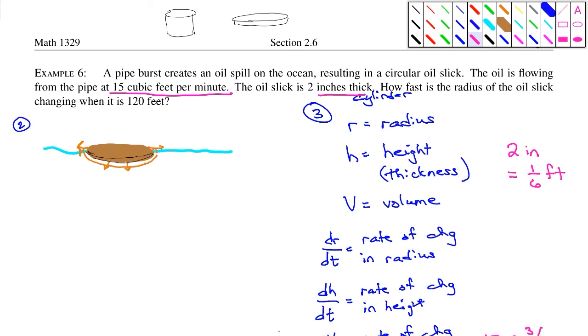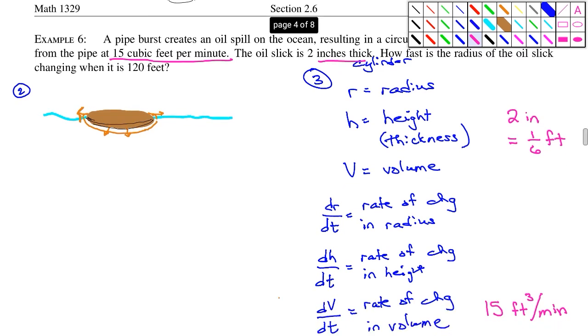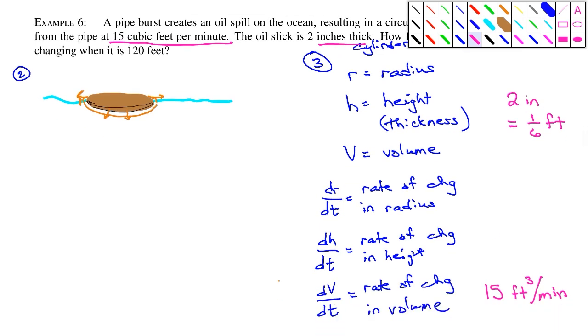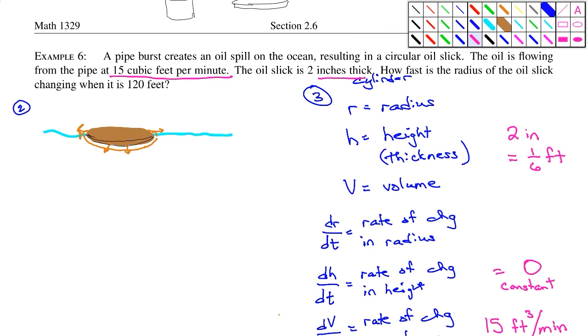But that also tells us something else, right? It doesn't say that the thickness of the oil slick is changing. So that means dH/dt is actually equal to 0. It's a constant, right? The thickness of the oil slick maintains its constant thickness, so it doesn't change, so it's 0. Lastly, the question is, how fast is the radius of the oil slick changing? So that's dr/dt, when the radius is 120 feet. So we put 120 feet up by the radius.